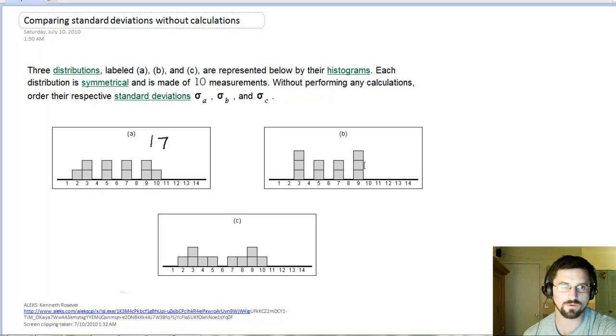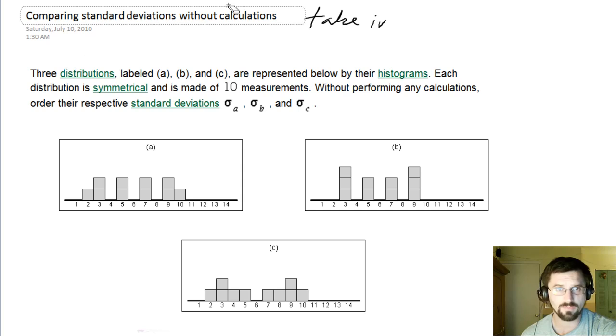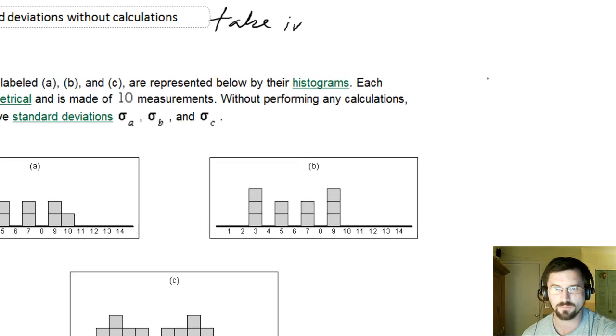Alright, this is Ken Rosever, and we're doing comparing standard deviations without calculations. Take 4, I think.